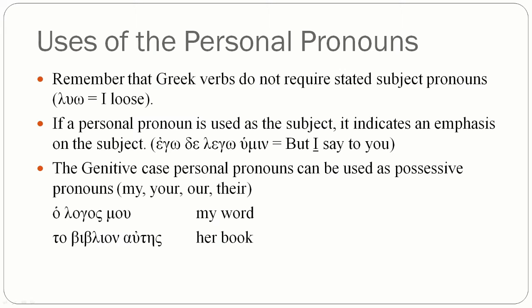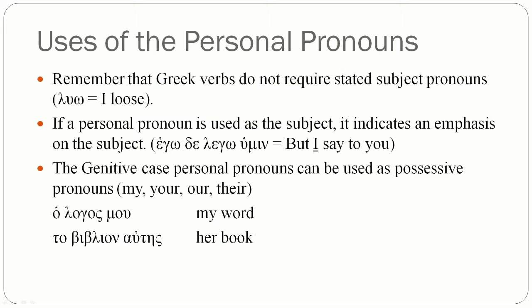However, you do now have these pronouns, first, second, and third person. And so take note of this second rule, okay? If the personal pronoun is in fact used with a verb as the subject, it then indicates an emphasis on that subject. Okay, I'll say that again. The verb does not require a personal pronoun with it. The personal pronoun is included in the verb. But if you do have that personal pronoun stated, it indicates some kind of emphasis. Okay, take note of that in your translation.